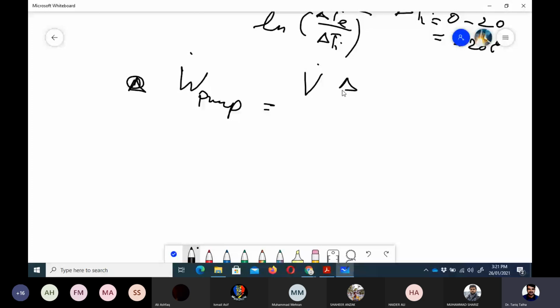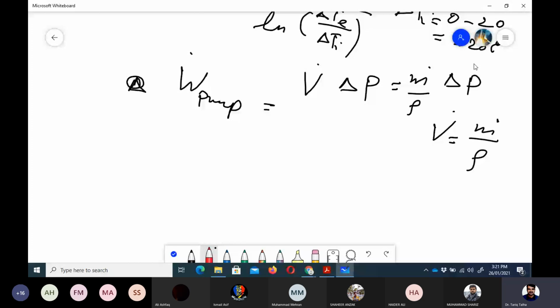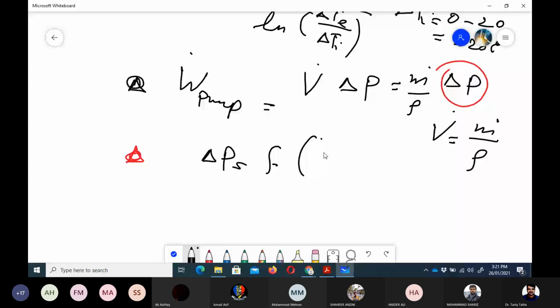Now volume flow rate, we know that volume flow rate is equal to m dot upon rho. Why am I saying m dot upon rho? Because m dot and rho we know from the data from part A and part B. The only thing which is not known here is delta P. So for the delta P calculation, we can use the formula delta P is equal to f into L upon D and into rho Vm square divided by 2.